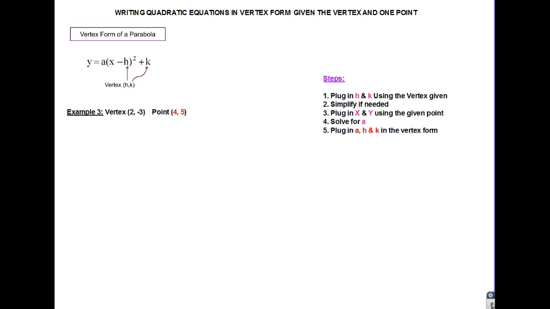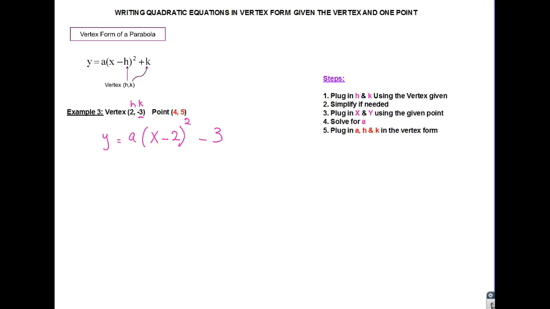Okay, so let's try example 3, where you have a vertex of (2, -3) and a point of (4, 5). So y equals a times x minus h. So h is 2, all squared, plus k. k is negative 3. So that's my first step. Now, there's nothing to simplify here. Everything looks good. There's no two signs or anything complicated to combine.